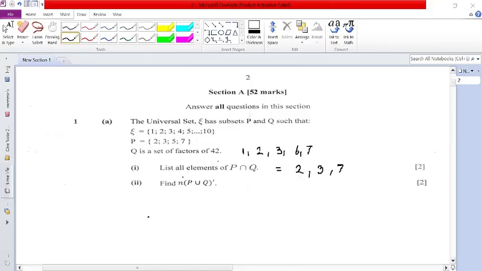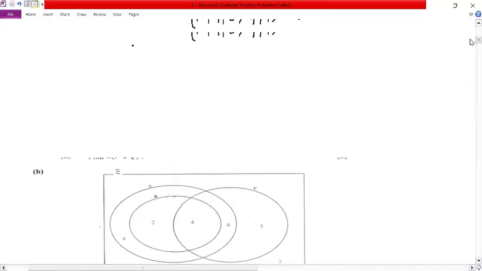On part 2, find the number of elements in (P union Q) complement. This means we want the number of elements which are neither in P nor in Q. So let's list those elements. The first one, which is not in both, it's 10. Followed by 9. Followed by 8. And 4. So the count of these numbers is 4. Move on to the next question.